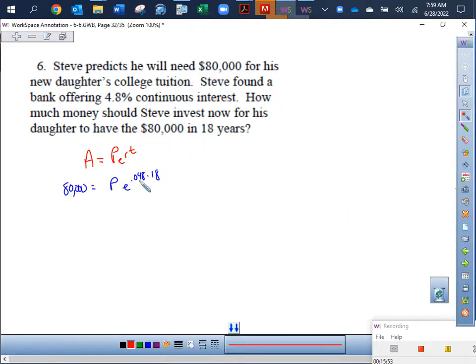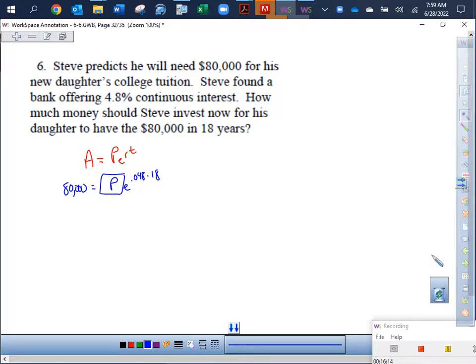So we'll sub that in. We know the rate. We got to change it to the decimal, though, of course. And we know the time. We don't know the principal. They say, how much should Steve invest now? And check it out. Here's my question. Do I need logarithms for this? The answer is no, because the variable we're looking for is already down on the normal level. It's not up in the exponent.